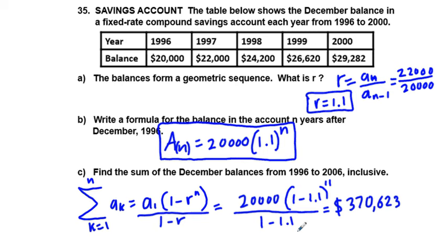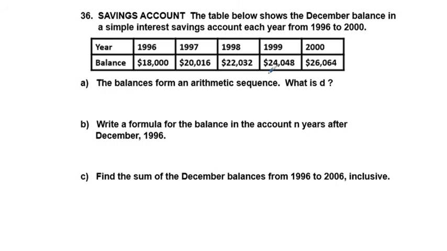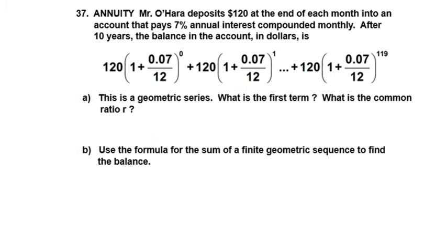If you look at problem 36, somewhat similar, but problem 36 is instead using an arithmetic sequence. So you're looking for D instead of R, the common difference. And then there's the formula for the finite series. Anyway, that's going to be n over 2 times a sub 1 plus a sub n. So kind of the average. Okay, next on to problem 37.